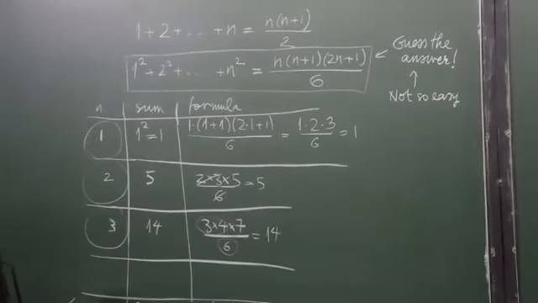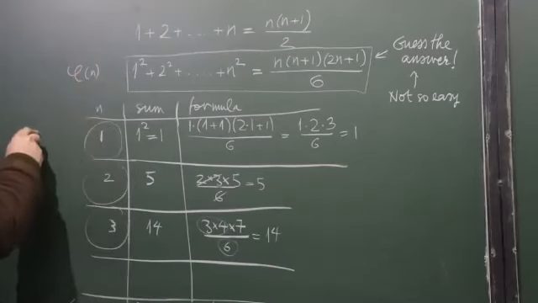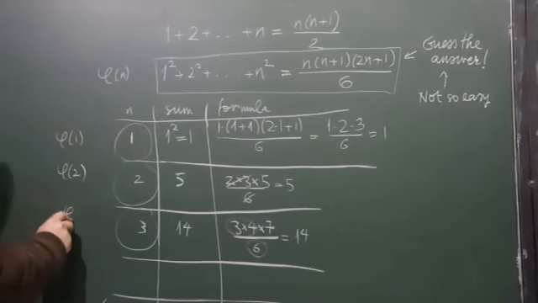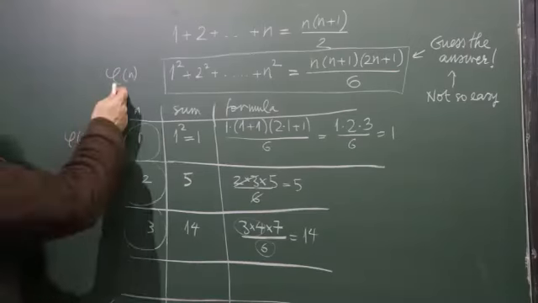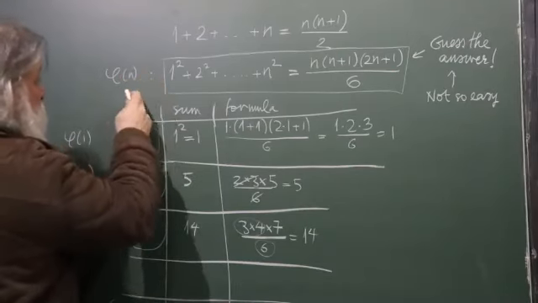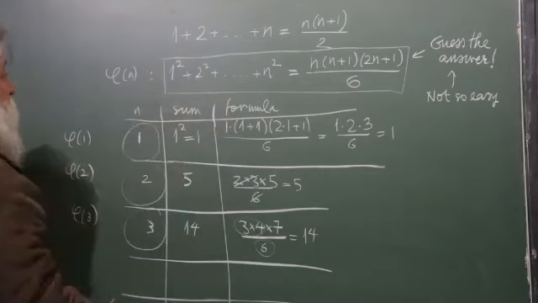So let's say that this is Pn. I want to prove P1, I can compute. I want to prove P2, P3, P4, and so on. There are infinitely many statements. This is for all n, for all natural numbers. For n equal to 1, for n equal to 2, for n equal to 3, for n equal to 4, for n equal to 5. There are infinitely many statements here.